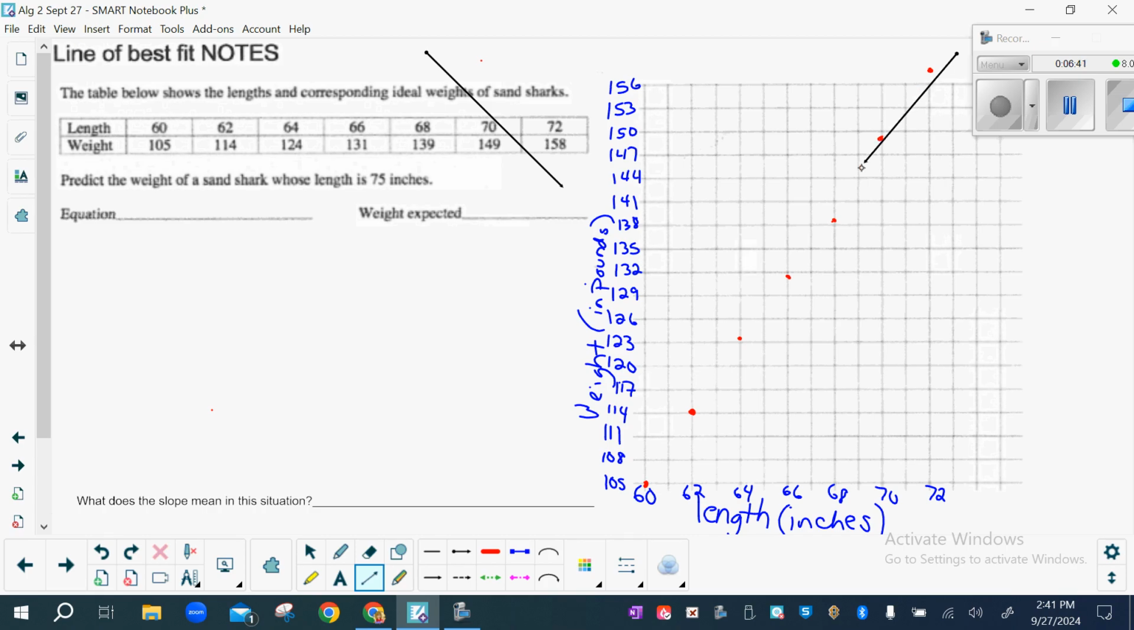So these are pretty darn close, these points here. So I could go up here. What do you think about that line? No, not good, because it's too far away from the other points. So maybe about there. Again, we're not looking to get points that are on the line.